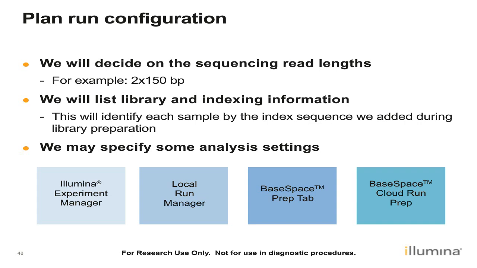Depending on the sequencer you are using, you may use one of the 4 options here for configuring the run: Illumina Experiment Manager, Local Run Manager, BaseSpace Prep Tab, or BaseSpace Cloud Run Prep. Depending on the library preparation workflow, we may also have run setup templates available on the library preparation support page. We will take a look at 2 of these options now: Illumina Experiment Manager and Local Run Manager.